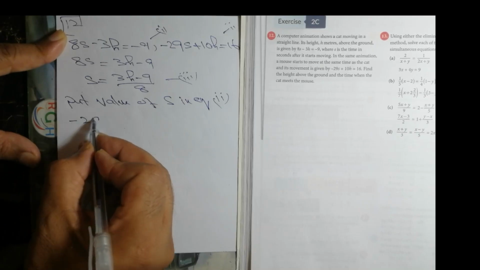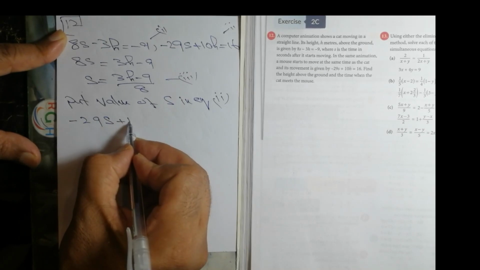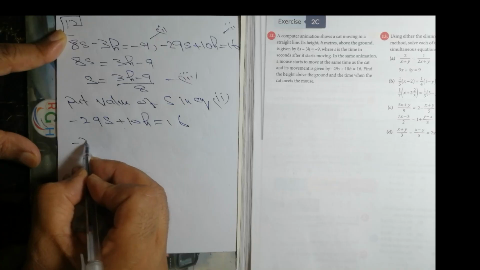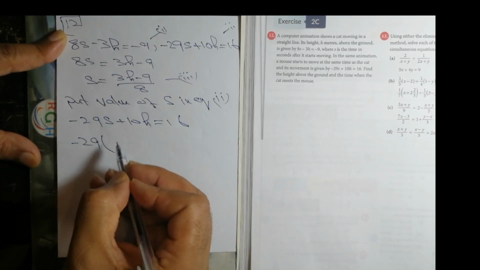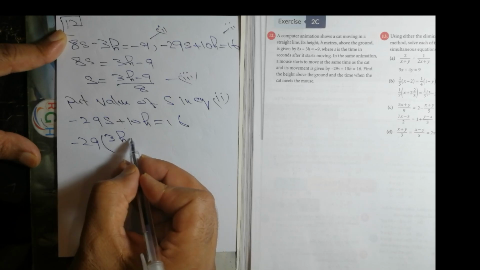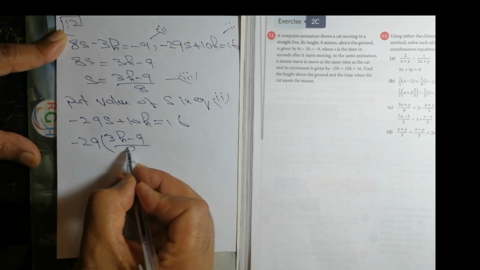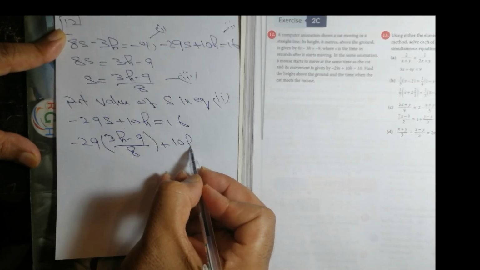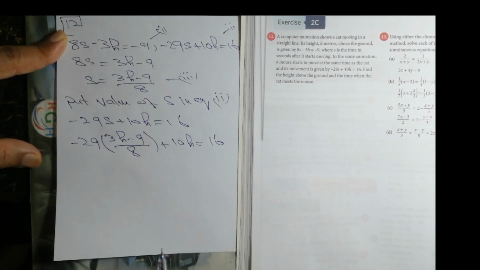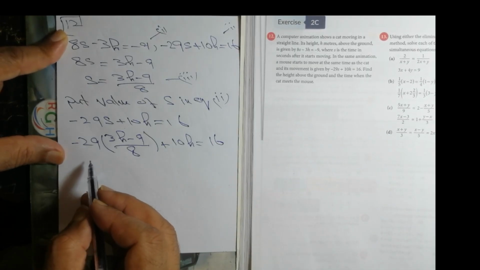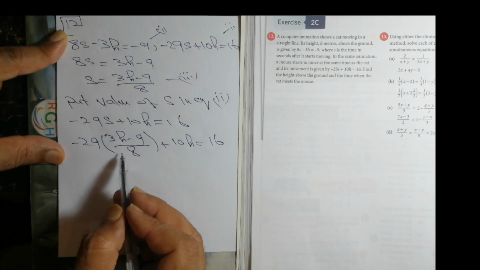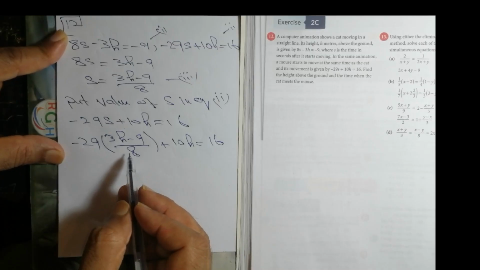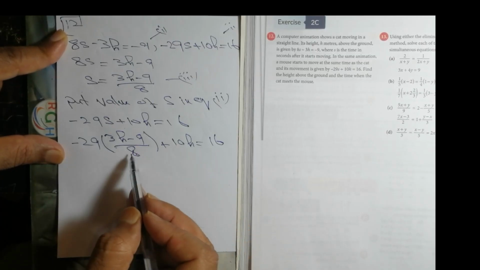Minus 29s plus 10h equal to 16, and minus 29s is 3h minus 9 over 8, plus 10h equal to 16. Now to eliminate, or to remove this 8, we need to multiply each term by 8.